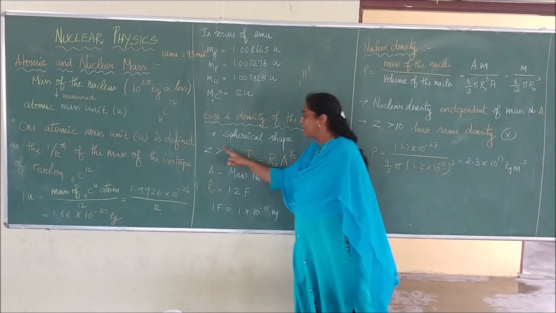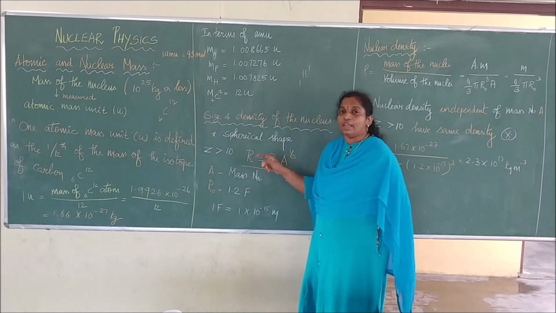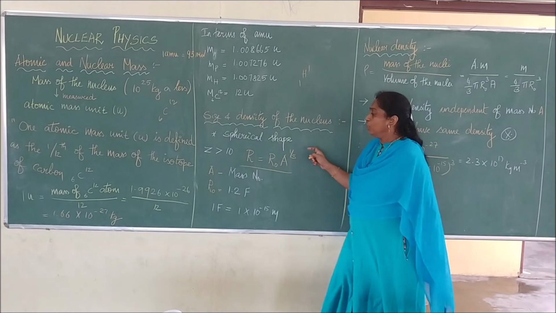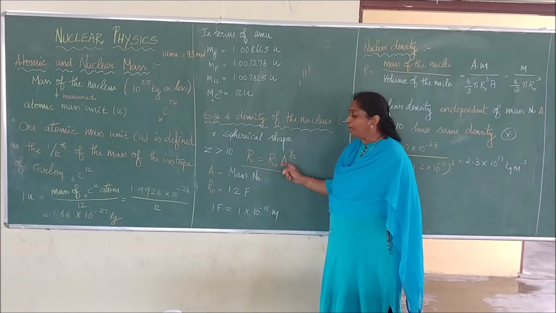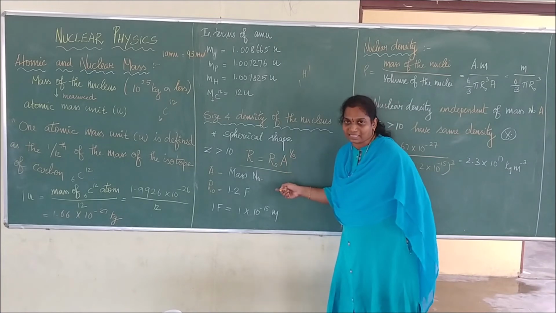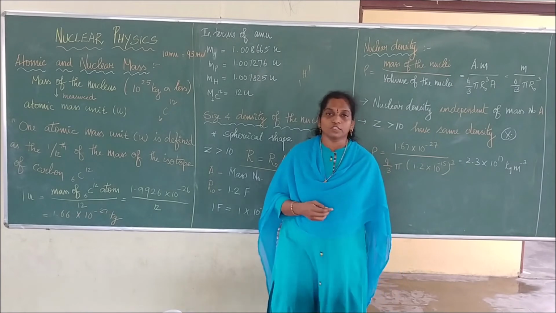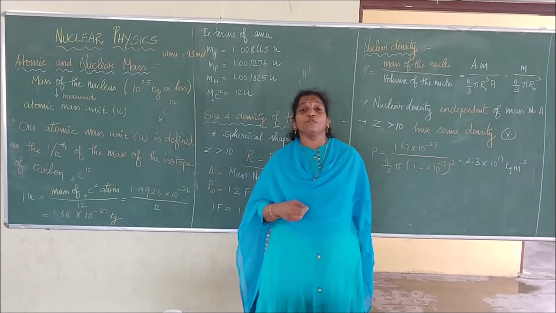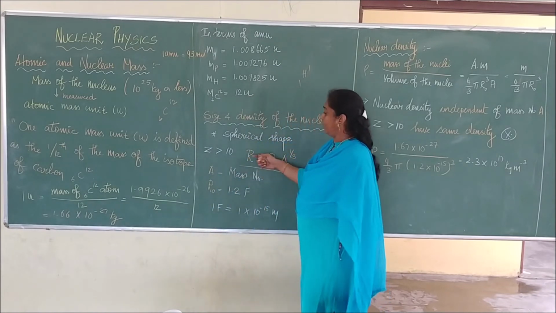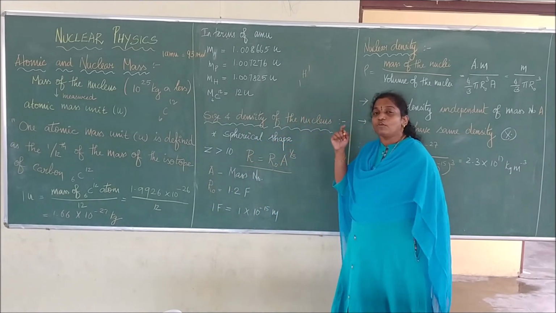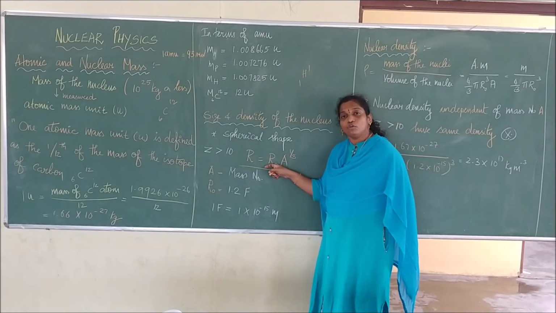So if the atomic number is greater than 10, then those elements follow this rule. The radius R is equal to R0 into A power 1 by 3, where A stands for the mass number. This equation is most probably asked in simple 1 mark or 2 marks problems. They will give you an element and ask you to calculate its radius. So you have to find the mass number, take the cube root of it, and know the value of R0.